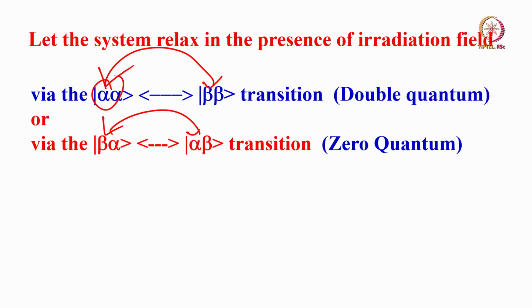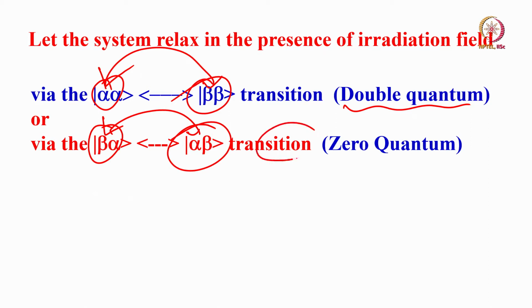Here two spins are changing their states simultaneously, it is called double quantum. Here again two spins are changing states simultaneously, but it is beta alpha to alpha beta or alpha beta to beta alpha. It is a 0 quantum transition because the magnetic quantum number here is 0. So, 0 to 0 transition, it is 0 quantum. On the other hand, it is plus 1 to minus 1, change is plus or minus 2, it is called double quantum transition. Okay, either of them we can think of.